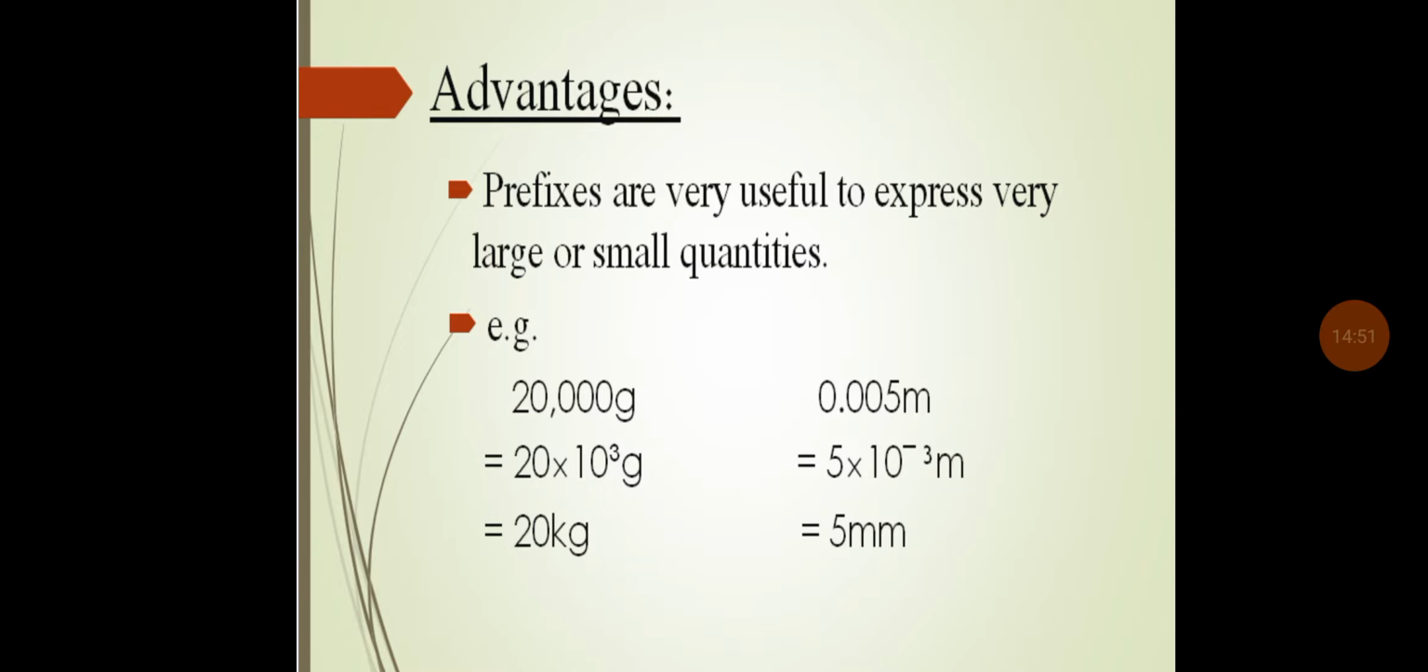What are the advantages of the prefixes? Prefixes are very useful to express very large or small quantities. For example, if we have 20,000 gram, it will be converted to 20 into 10 power 3 gram, and 10 power 3 is kilo, so 20,000 gram equals 20 kilogram. Similarly, we have 0.005 meter, which in standard form is 5 into 10 power minus 3 meter. The value of minus 3 is milli, so it will be 5 millimeter.